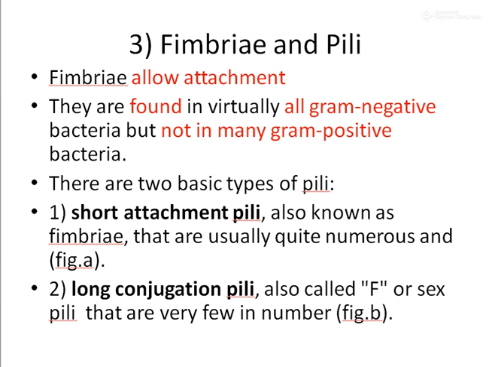Let's move on. Other than the flagella, we also have Fimbriae and Pilae, which are found outside of the bacteria. Now, Fimbriae allow attachment, and they are found in virtually all gram-negative bacteria, but not in the gram-positive bacteria. And mainly you can have two types of Pilae. You have the short attachment Pilae, also called the Fimbriae, and they are usually numerous in nature. And sometimes you also have the long conjugation pilae, which are called the F or the sex pilae, and they are very few in number.